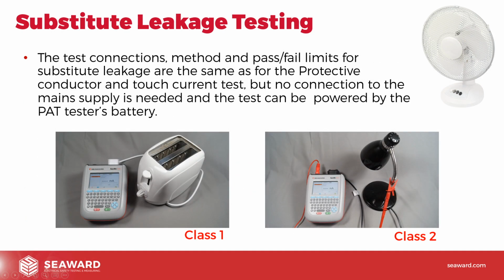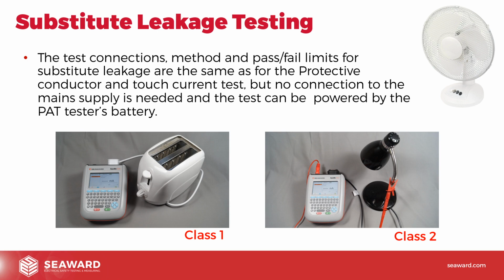So the test connections, test method, and also the pass-fail limits for substitute leakage testing are exactly the same as that for protective conductor current or for touch current tests. So same pass-fail limits, same connections, same methods, but no connection to the mains is needed, and the test can be powered by the PAT tester's battery. So you'll see here in the diagrams that I haven't actually connected the mains up to these testers. They can do the substitute leakage test as a battery powered test.